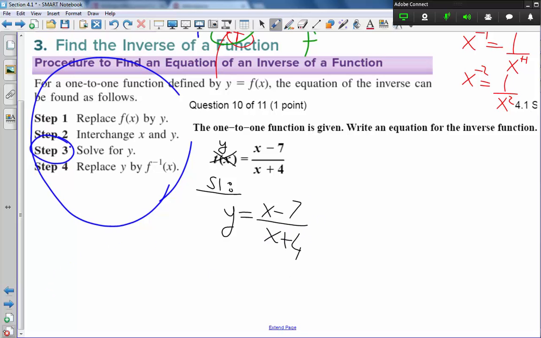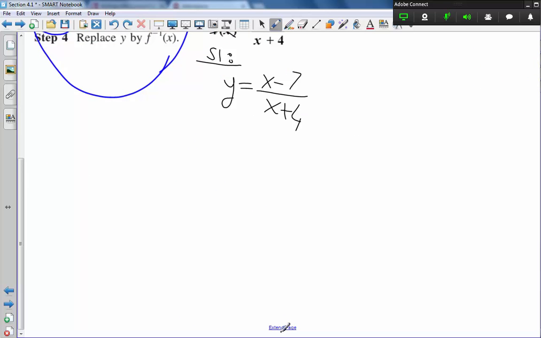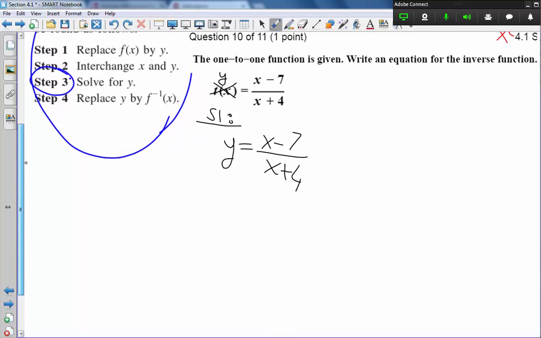Any difficulties with this part? We make the left side y. It's actually y. That's why we call it y. Second, interchange the word.